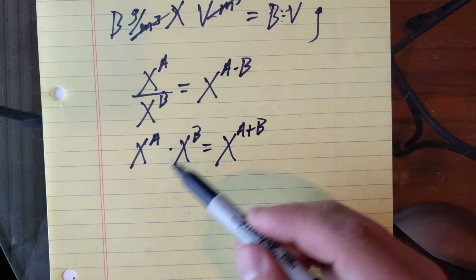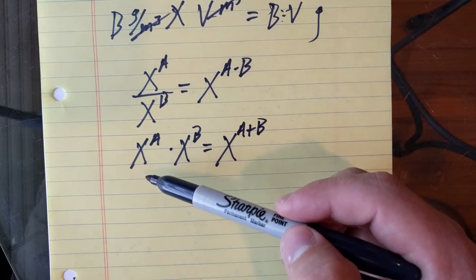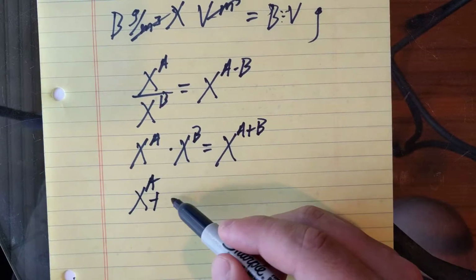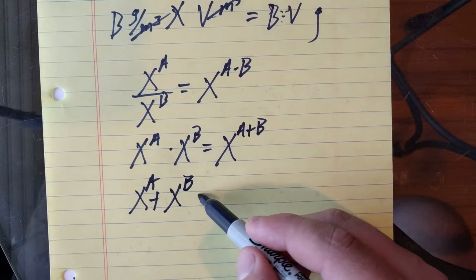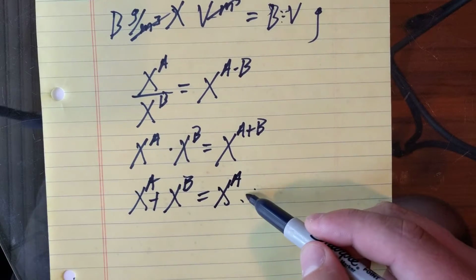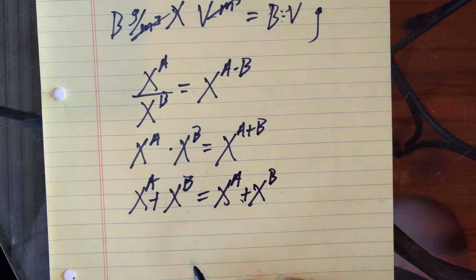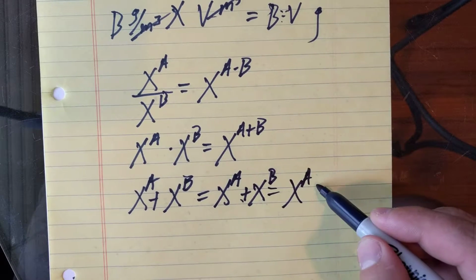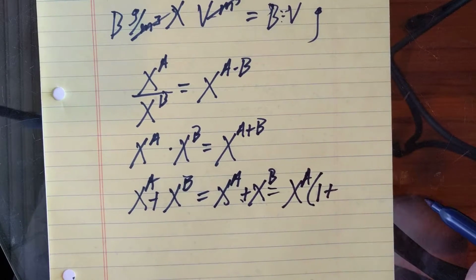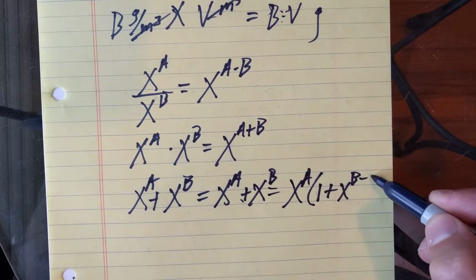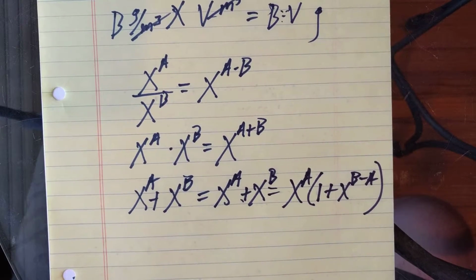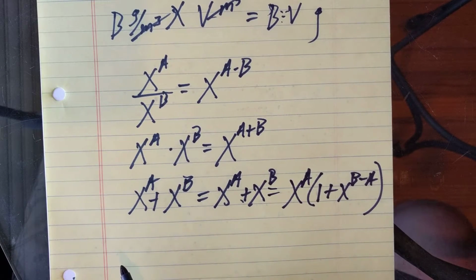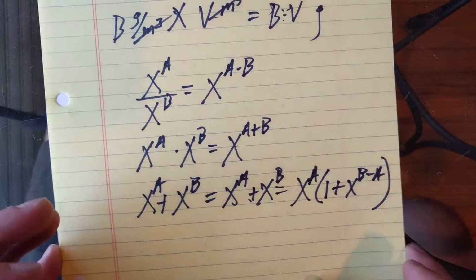The only time that this works, though, it's just like fractions, division and multiplication, right? If I'm trying to add x to the a power plus x to the b power, they remain the same. You can't do anything with that. It's still x to the a plus x to the b. But I could factor an x out. So I could factor out x to the a, and then you would get 1 plus x to the b minus a, okay? But that's all you can really do with those. Very similar to some of the rules that you have with fractions, all right?